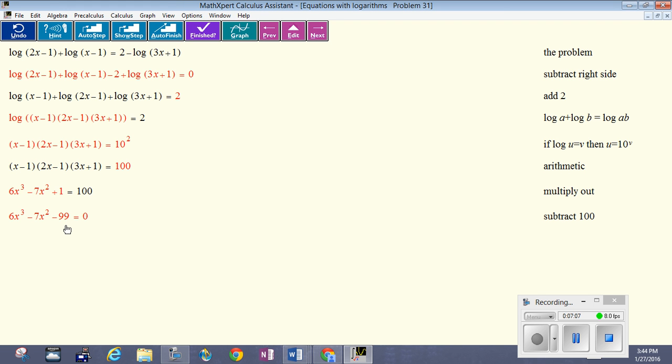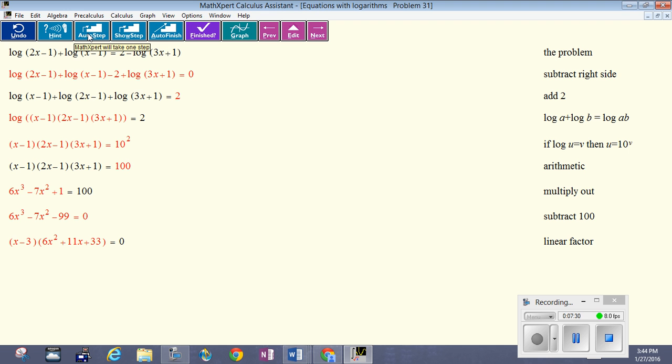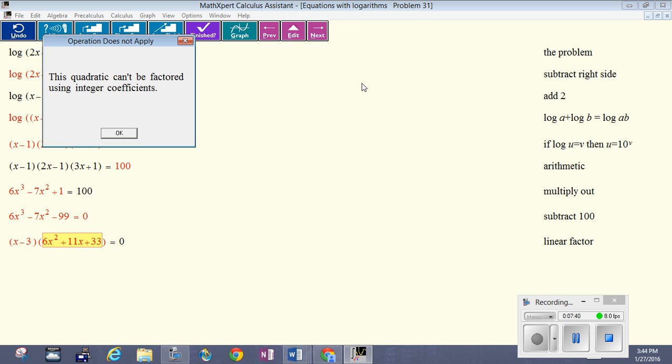But you know, that's where we have that trial and error. We look at all the possible factors, 99 possible factors of 6. It's going to be a little awkward. If you got it to that point, I'd be happy. But we're going to let the math expert resolve the rest of it for us. It's looking around and trying to find factors and did find a factor of x equals 3. It remains to be seen whether or not this is going to factor. And the quadratic can't be factored.